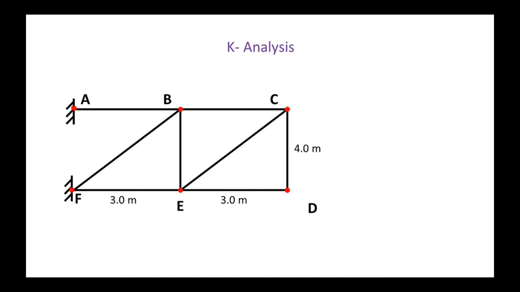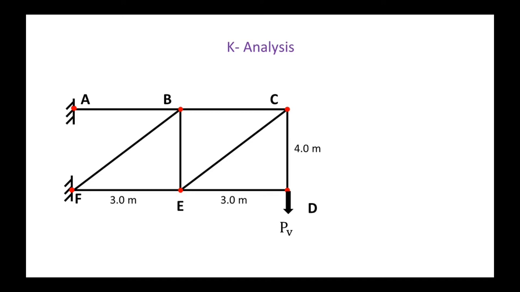So now for the k analysis, we have to apply the fictitious force at the joint D like this. Now we are applying it vertically downward. If the final answer is positive, it means the deflection is in the downward direction. If the final answer of this deflection is negative, it means what we have applied here, PV downward, is wrong and it is upward. So the deflection is in the upward direction.